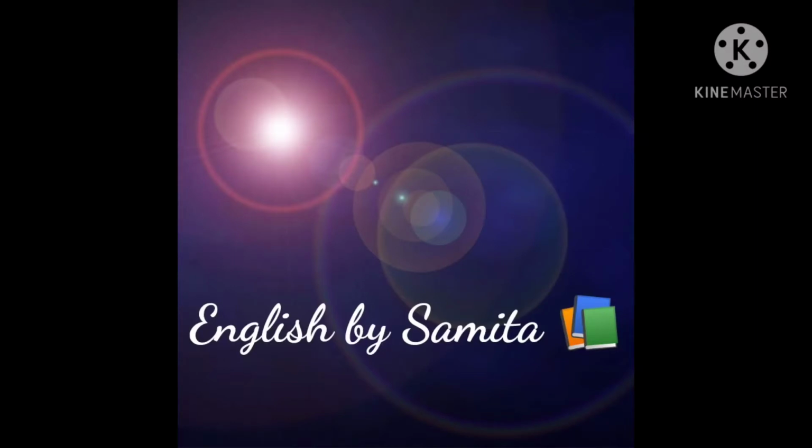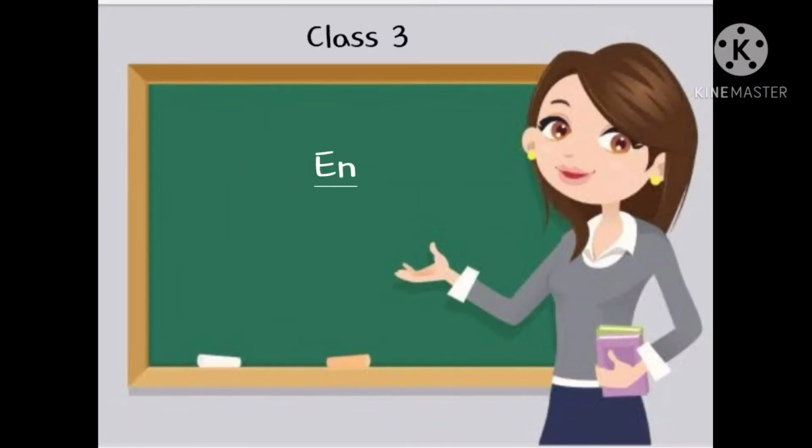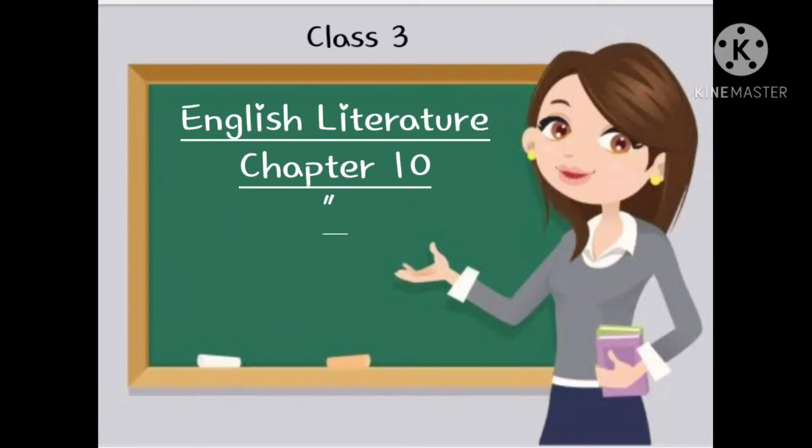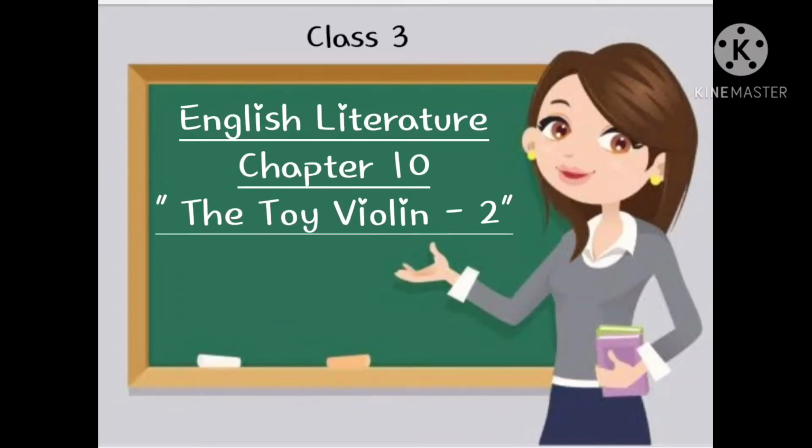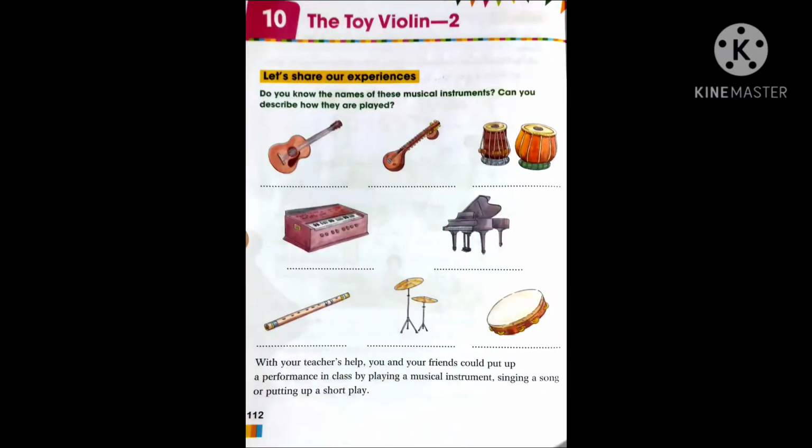So, today, students, we will continue with the next chapter of our story, The Toy Violin. It's chapter number 10 and second part of The Toy Violin. Till now, we have studied how Arrow, a small boy, gave such a wonderful performance with the toy violin. Now, let's continue with the second part.